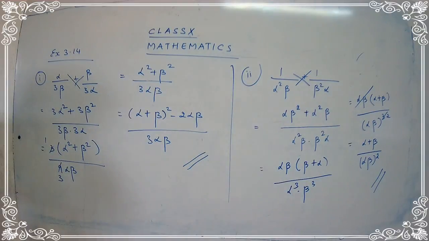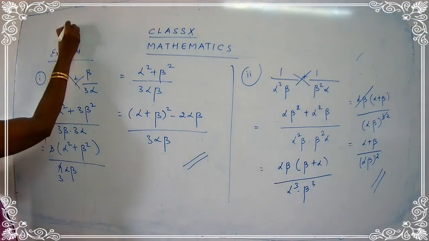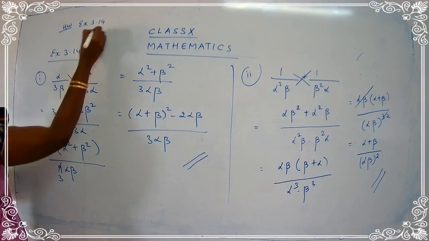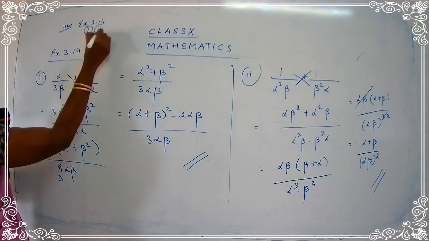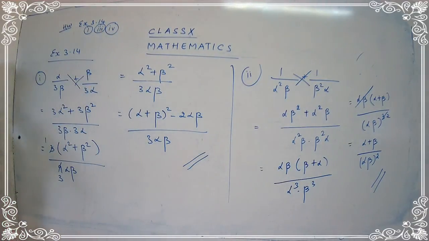Okay, now your homework part is 3.14, question number 1, the third subpart and the fourth subpart. So you're going to complete the third subpart and the fourth subpart. So complete your answer. This is for your homework. So complete the first question's third subpart and fourth subpart as homework. Okay children, now let's proceed for question number 2.